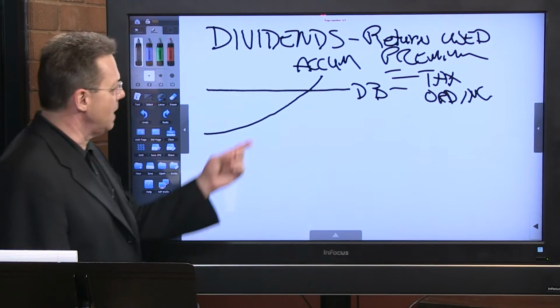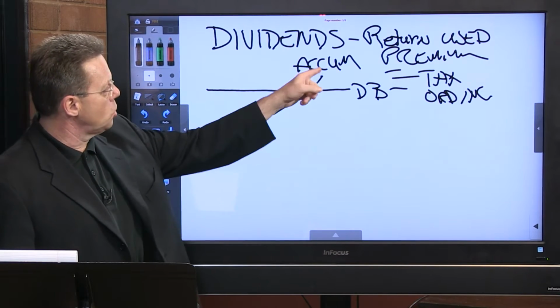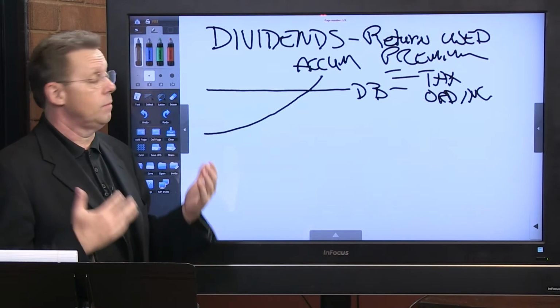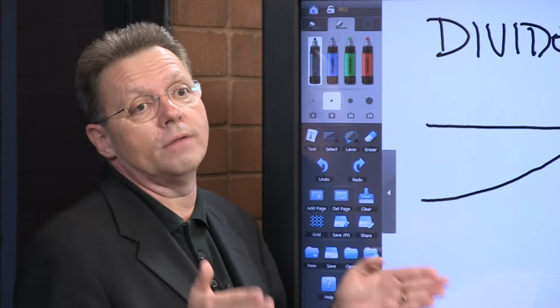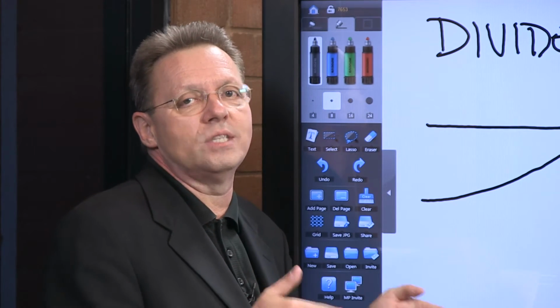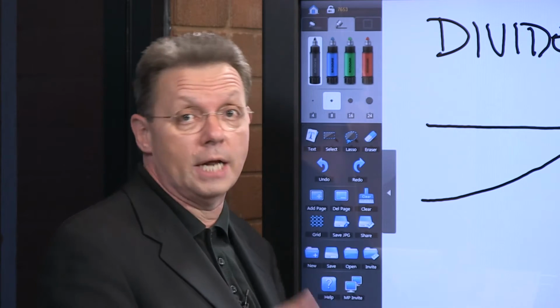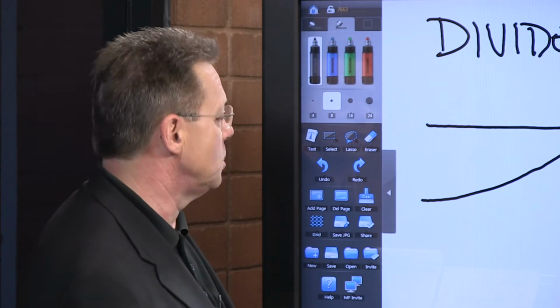Back in the day in the mid-'80s, we could have elected accumulation. Now we don't do that anymore because the law changed and we had to move into what's called the DEFRA code, and I talked about this in the earlier classes a couple months back.